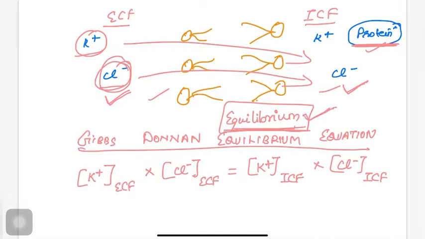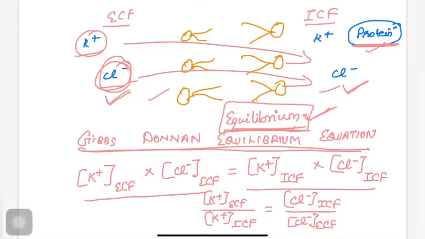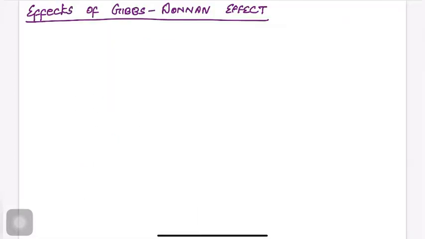So due to the presence of non-diffusible ion, the diffusible ions will distribute themselves until equilibrium is reached. How can we calculate equilibrium? It is by the Gibbs Donnan equilibrium equation. What does it state? The diffusible ions will distribute themselves until the product of concentration of ions on both sides is equal. Can we rearrange this? We can rearrange the formula and say that the potassium concentration of ECF over the potassium concentration of ICF is equal to the chloride concentration of ICF over the chloride concentration of ECF. This is the Gibbs Donnan equilibrium equation. Understood, right?